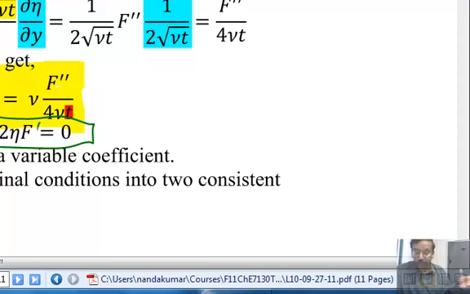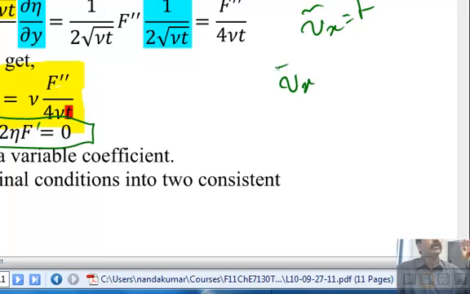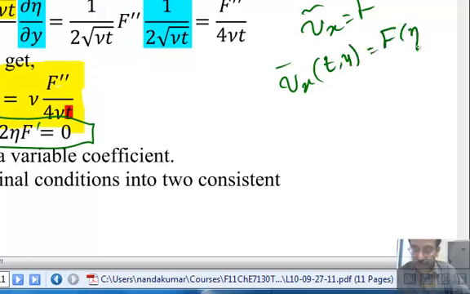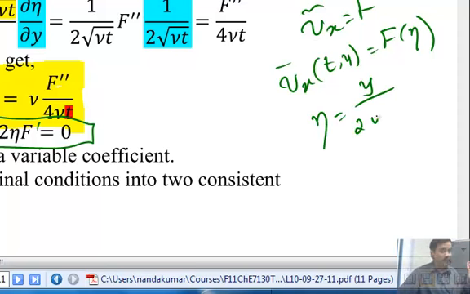Okay? So it's basically the same equation simplified and written as, notice that it is still a second order ordinary differential equation in the new variable eta, and f is nothing but our vx. Vx tilde is f. Okay? But vx tilde is actually in terms of t and y, but f is only in terms of eta, but eta itself is given in terms of y divided by 2 square root of nu t. So Vx in general is a function both of y and t, but a particular combination of y and square root of t.